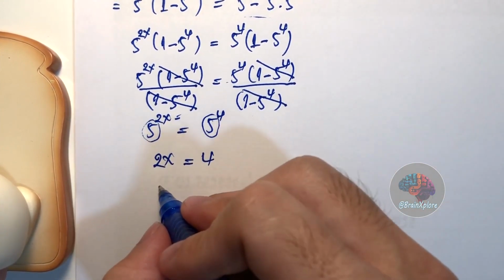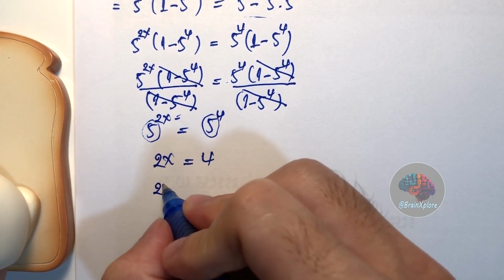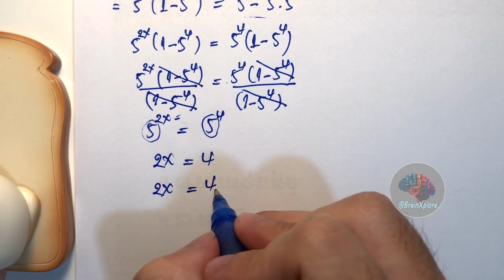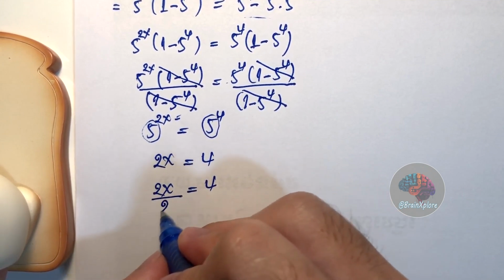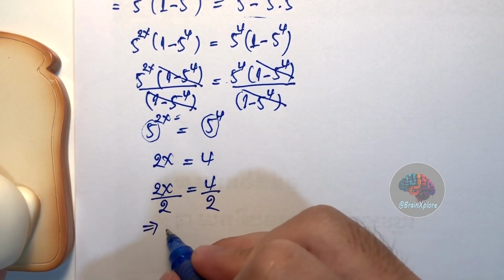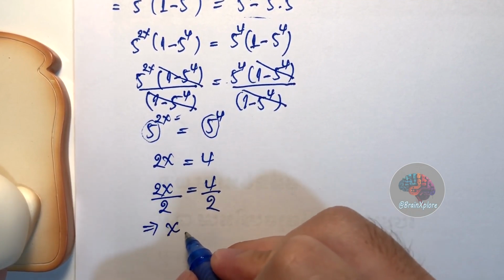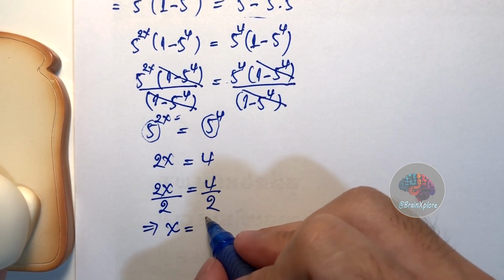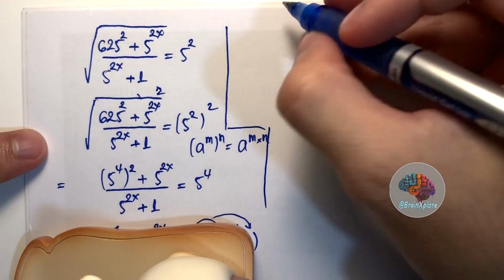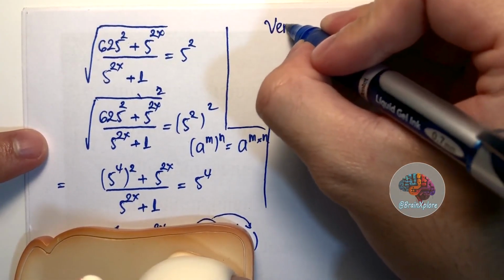2x equals 4. We want to remove the number 2 at the x, so we have to divide by 2. On the same side, we have to divide by 2. So x equals 2. So the final value is x equals 2. Now let's verify if it's correct.